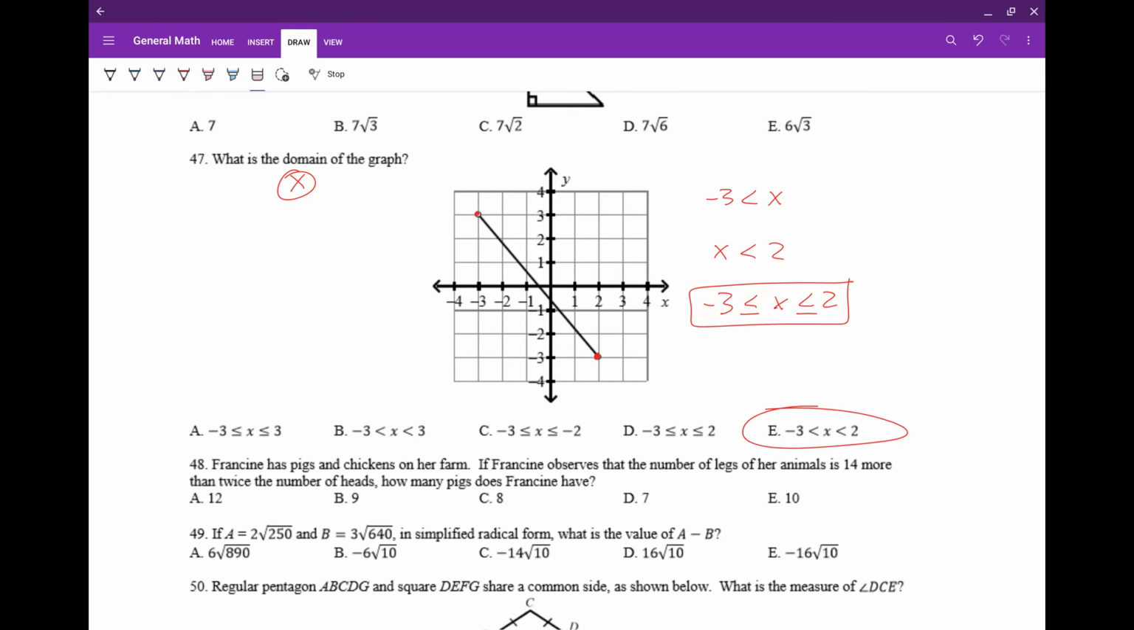But because it's not filled in and it's empty, you have to go with answer choice E, and so 47 is E.